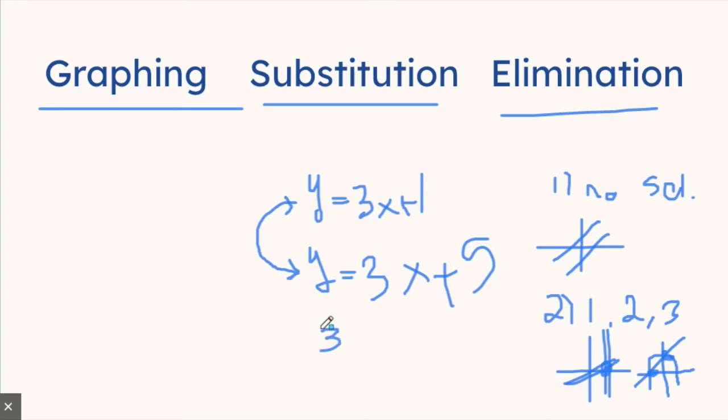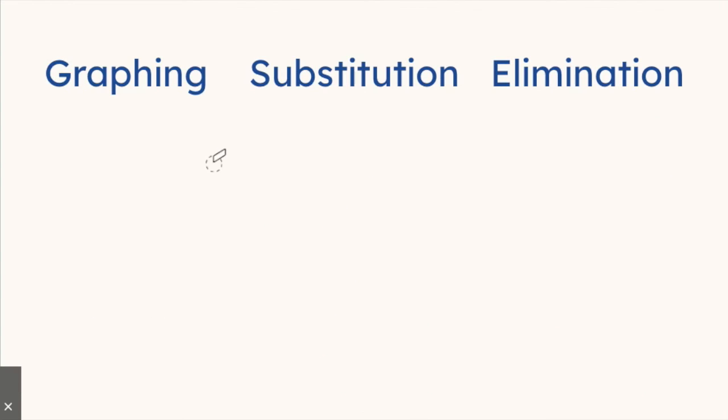And the third type of solution we can get is all real numbers, which would mean every single number is a solution. And the only way we can get this is if both of these lines are the same thing, if they are on top of each other. And that would be our third solution. So let's go into how to use each type of way to solve a system of equations.